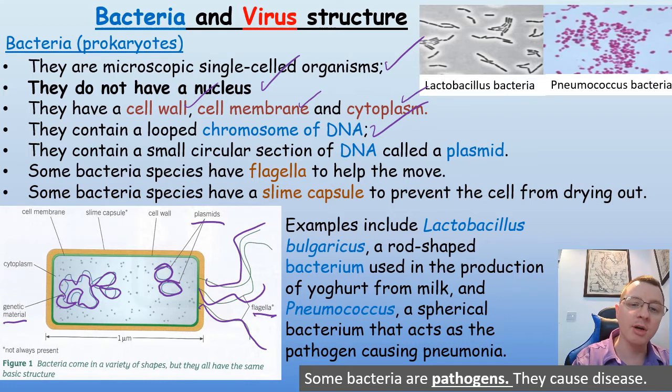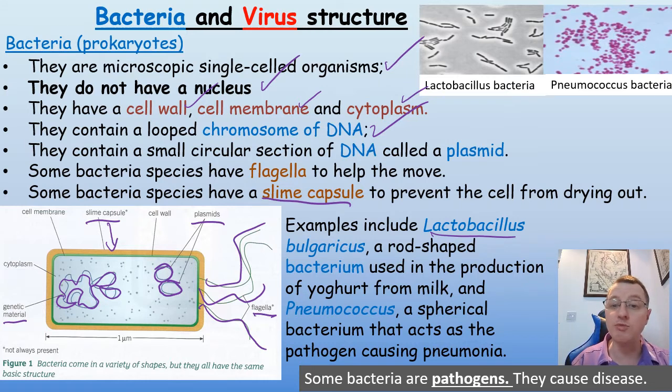Some bacterial cells will also have a slime capsule, and you can see that on the diagram here in yellow, surrounding the cell wall and the cell membrane. Now, a slime capsule will prevent the cell from drying out in certain environments, and this is a very useful adaptation for a number of bacterial cells, such as the tuberculosis bacteria, so that it can remain alive in some adverse conditions.